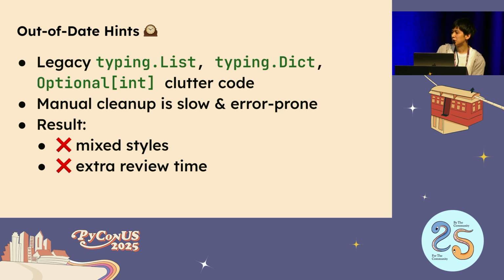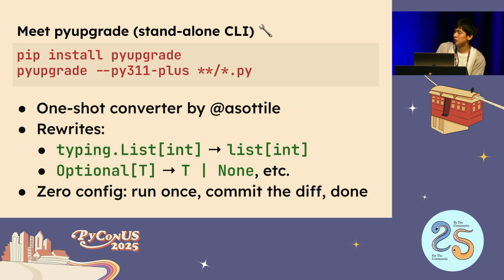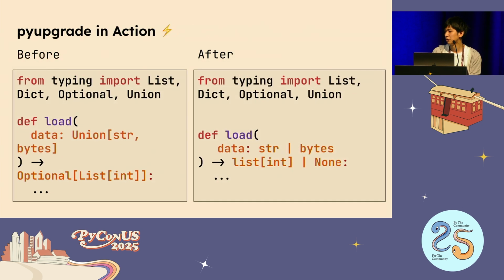We don't need to upgrade manually, so we have pyupgrade. It's a good CLI command. pip install pyupgrade. After that, run pyupgrade, and it quickly converts the old type things to the new things: typing.List to the standard collection list, and Optional to the union operator. We don't need a custom setup. It's very clean. Okay, I'll look at the example.